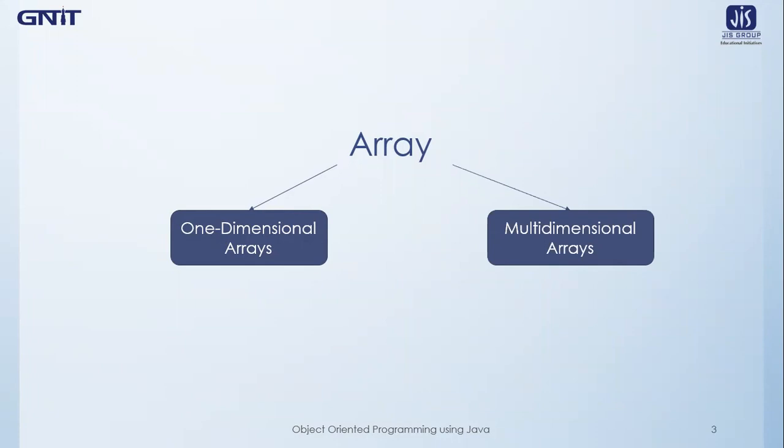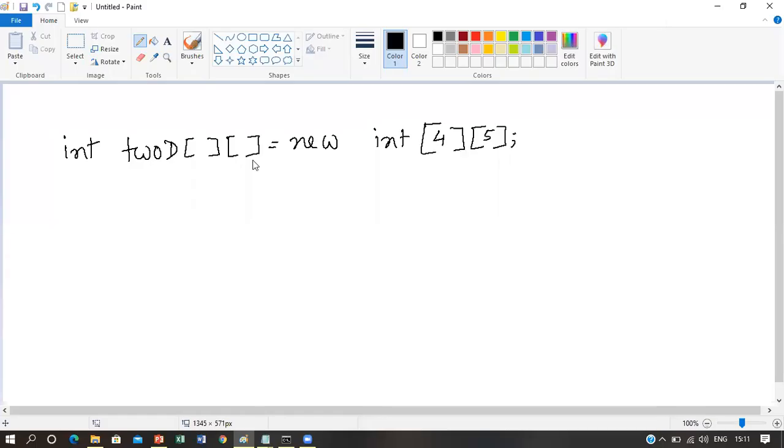To declare a multi-dimensional array variable, you have to specify each additional index using another set of square brackets. For example, let's see how to declare a multi-dimensional array in Java. This is how you can declare a multi-dimensional array in Java. Here we have declared a two-dimensional array. You can also declare 3 or 4 dimensional arrays or any kind of multi-dimensional arrays.